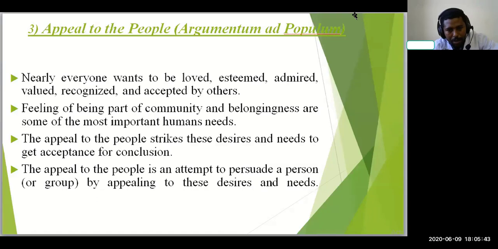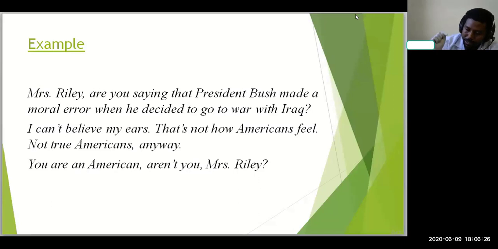We may feel part of the community, a sense of belonging with others, because it's one of our very important human needs. So appeal to people strikes at these desires. What the arguer uses here is a reference to these desires to win acceptance for the conclusion. Appeal to people is an attempt to persuade a person or a group by appealing to those desires and needs. Because we need to be loved, respected, and recognized, we may accept the arguer's intention or argument, though those intentions and evidence are not logically relevant to the conclusion.